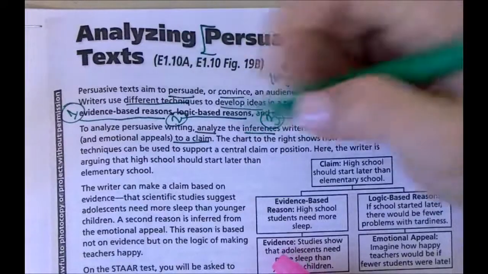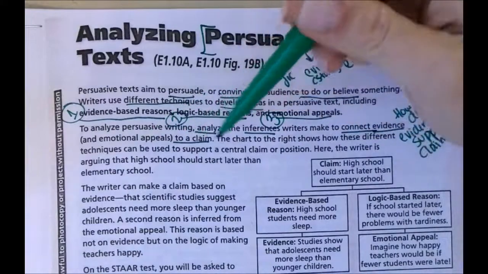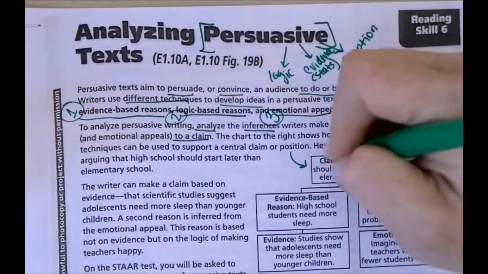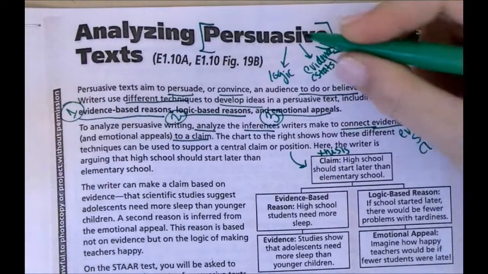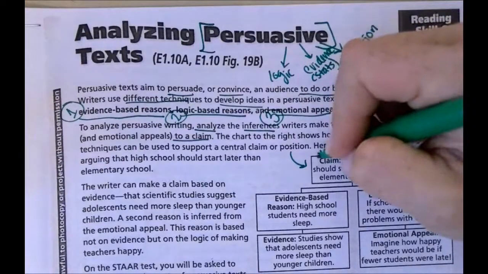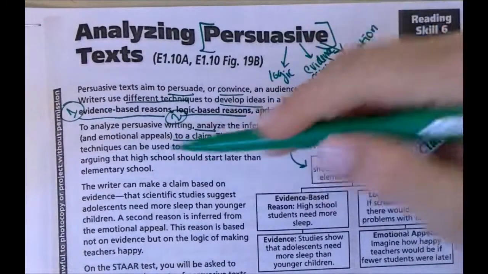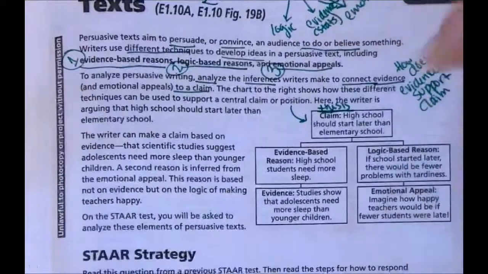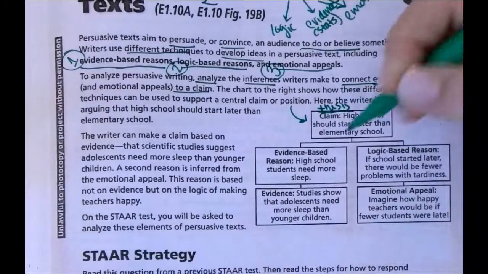The chart to the right shows how these different techniques can be used to support a central claim or position. The central claim or position is what we normally call our thesis, all right? But if you are writing a persuasive paper, it's your claim, your position. Basically it's their answer, what they're trying to convince us of. Here the writer is arguing that high school should start later than elementary school.